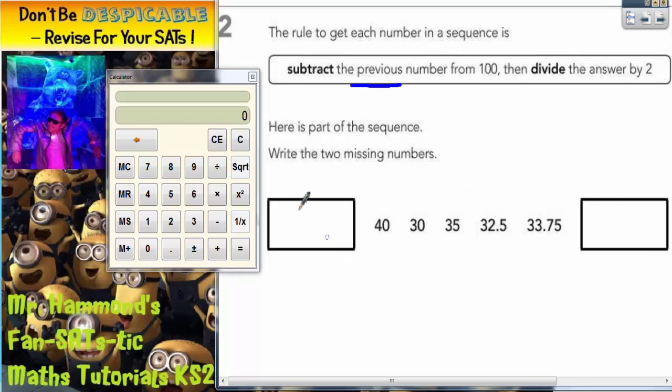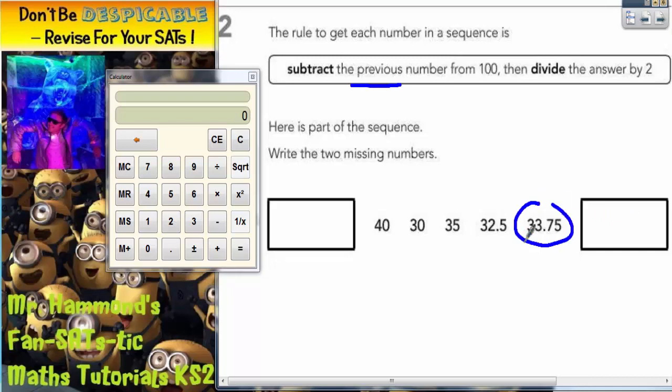Well, as you can see, one of the missing numbers is at the start of the sequence, so we're going to have to work backwards, and the other missing number is at the end of the sequence, and we're going to have to work forwards with a rule. It's always easy to work forwards with a rule, so we'll probably find it easy to find the end box first. So to find this end box, we've got to subtract the previous number from 100.